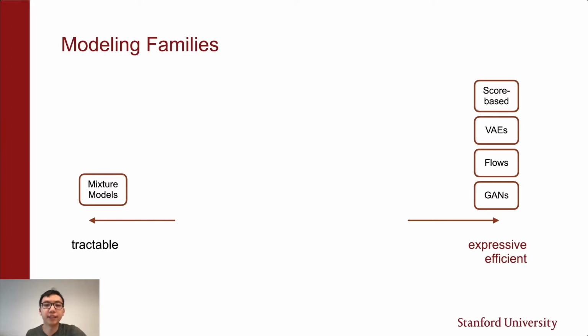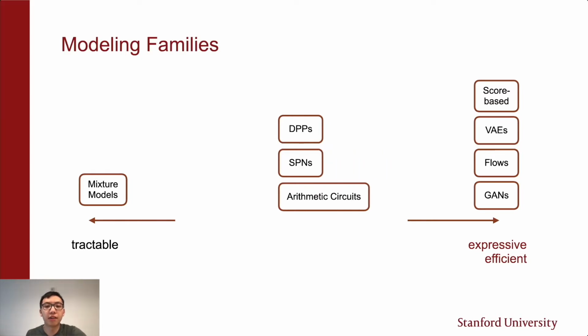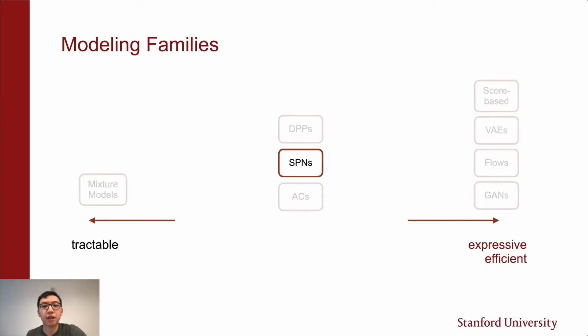And somewhere in between, we have models that are more tractable than neural network-based models, and also more expressive than simple mixture models. For example, determinantal point processes, sum product networks, or arithmetic circuits. And these models allow us to compute marginals and conditionals tractably and are more expressive than mixture models. In this work, we'll be focusing on sum product networks, and in particular, we'll be looking at how to train large sum product networks with good regularization.